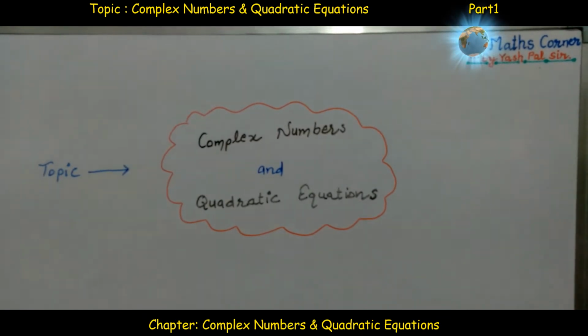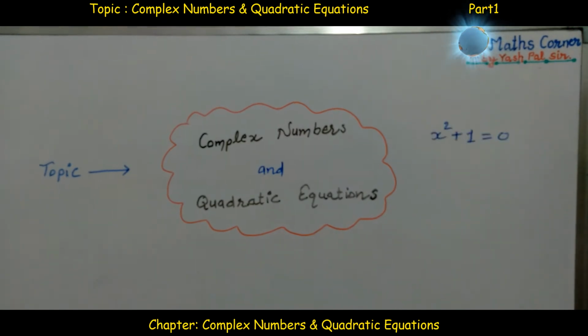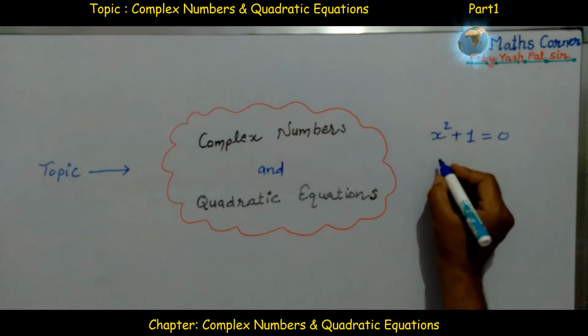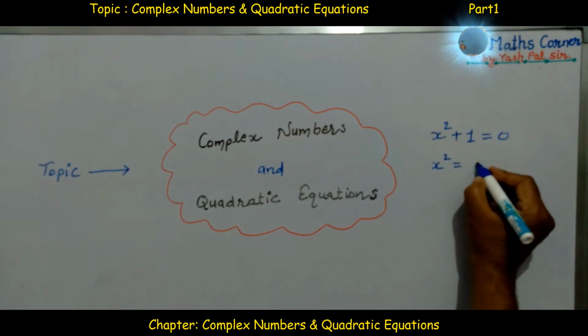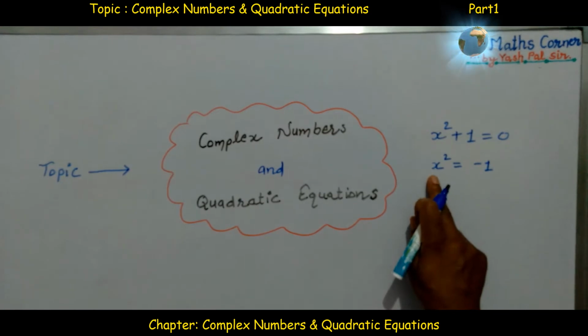In earlier classes, we have studied linear equations in one and two variables and quadratic equations in one variable. We have also seen equations of the type x square plus 1 is equal to 0. If we solve this equation, then x square is equal to minus 1. Now, very strange thing: we consider that x is a real number.